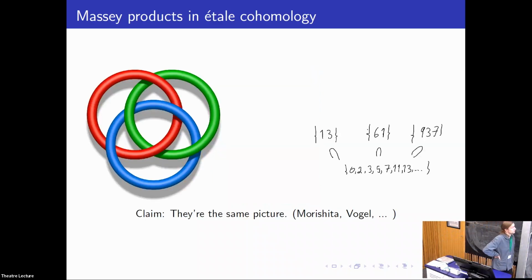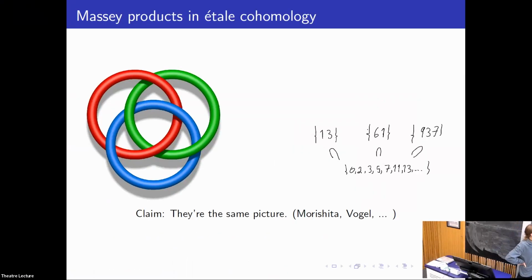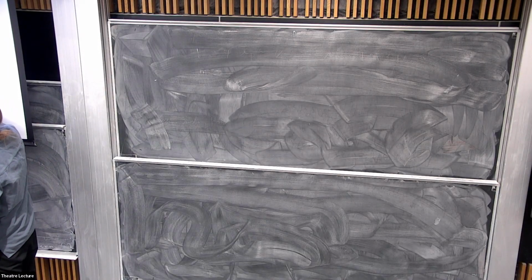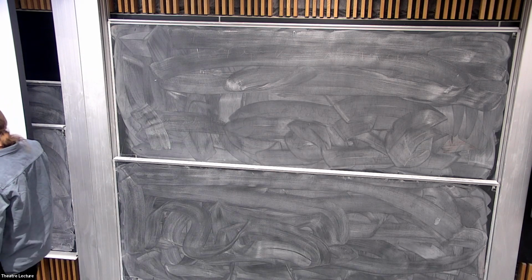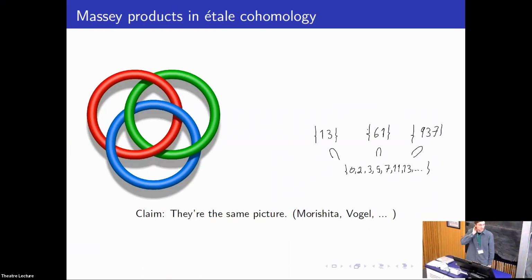by presenting these maybe strange two pictures. Here we have the Borromean rings, and here we have the three primes 13, 61, 937, and they're included into the set 0, 2, 3, 5, and all the primes from there. And then the somewhat strange claim is made that these are the same picture.